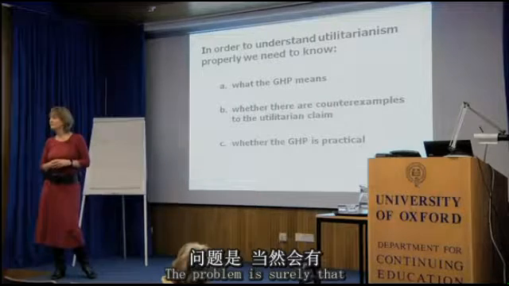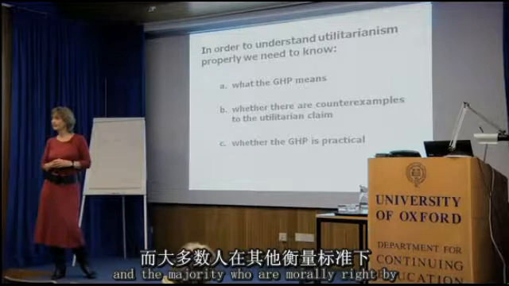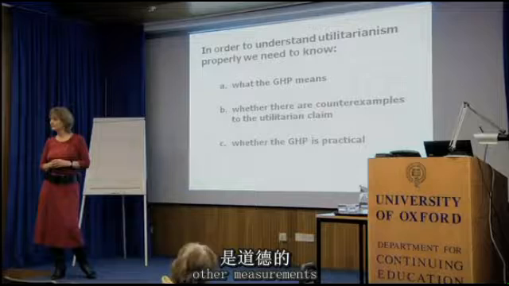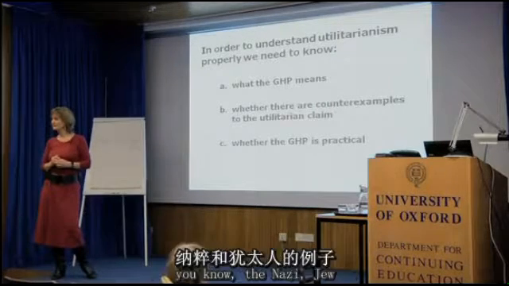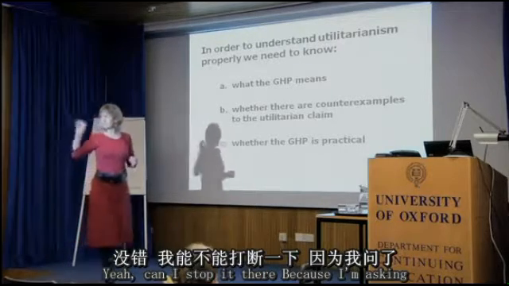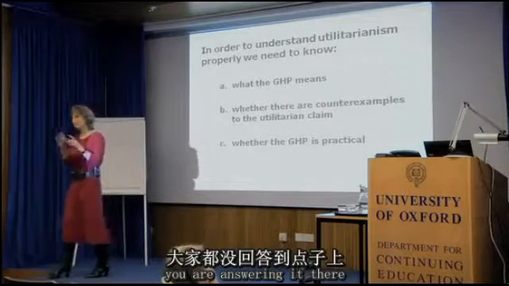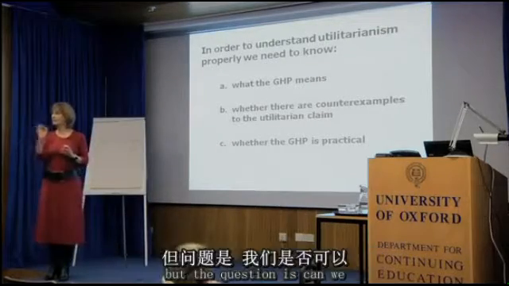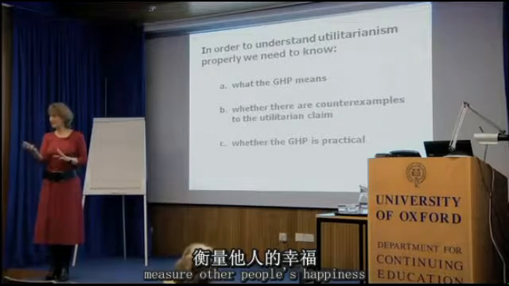Well, the problem is surely that you can have the minority with the moral rights, and the majority were morally right by other measurements. And I'm thinking of the Nazi Jew. Yeah, can I stop you there? Because I'm asking a very specific question, and I'm not sure you're answering it there. The question is, can we measure other people's happiness?